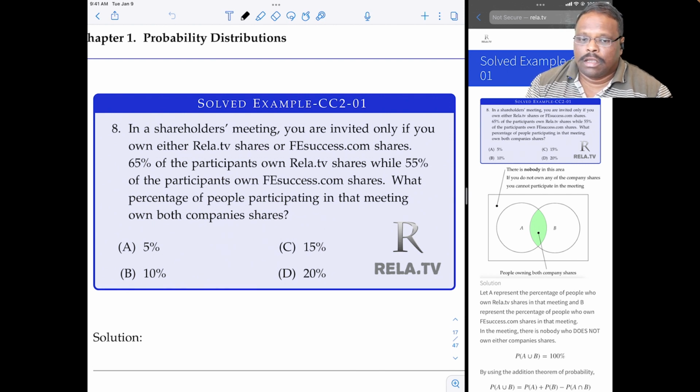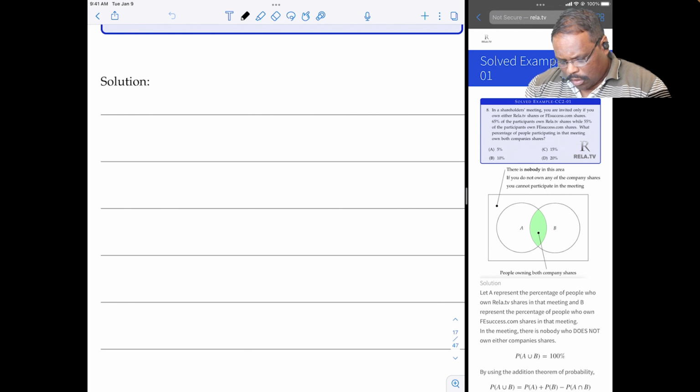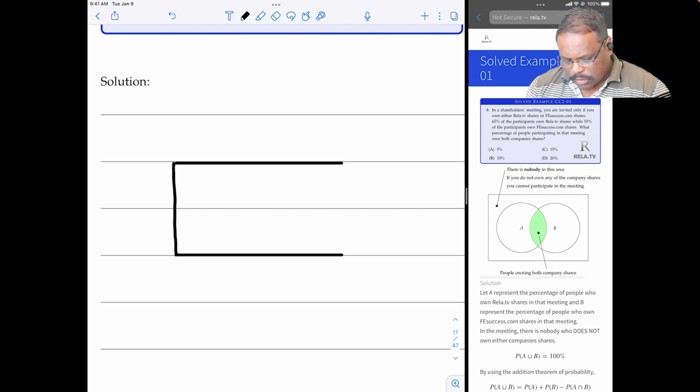So the question here is, what percentage of people participating in that meeting own both company shares? That means they own Relative as well as FEsuccess.com. So let's see how we can solve this. We will use a Venn diagram. When we draw a Venn diagram, the sample space, which is the set of all possibilities or everything which is under consideration, is represented by a rectangle. Here, the number of people would be your sample space.